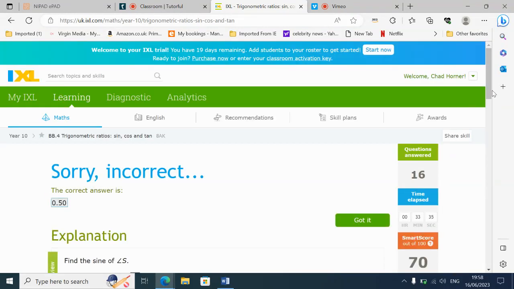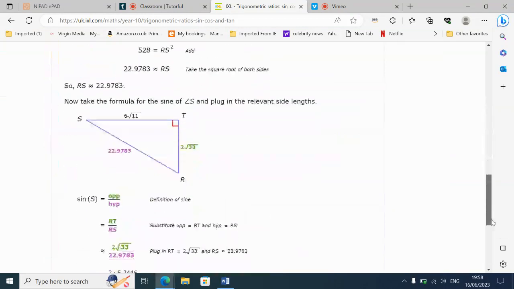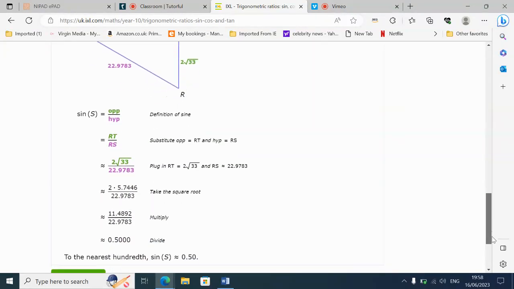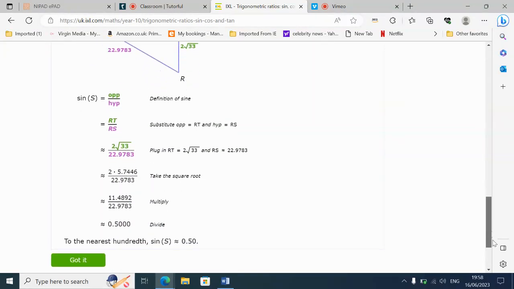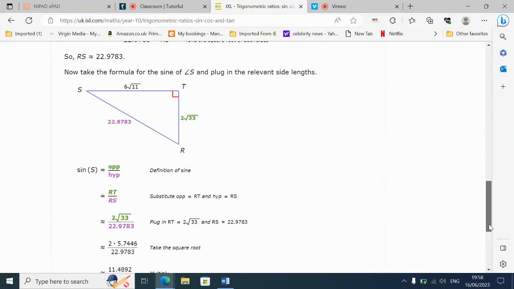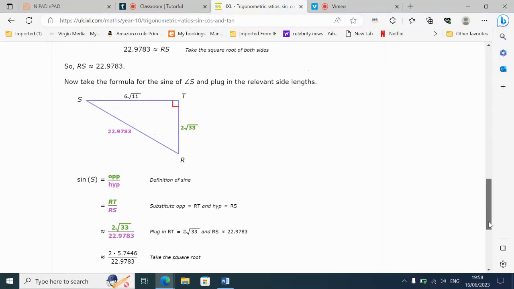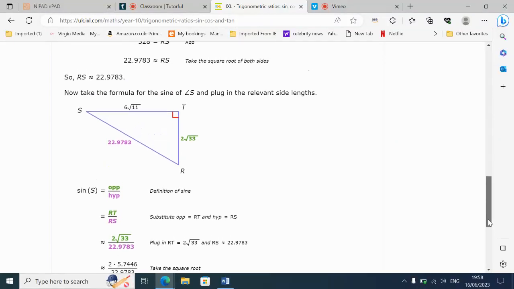Oh, not quite. I think I know what you didn't do. Oh wait, hold on a minute. They've given us 22.9783 for the hypotenuse. What did you get? I got 9.06 for the hypotenuse.